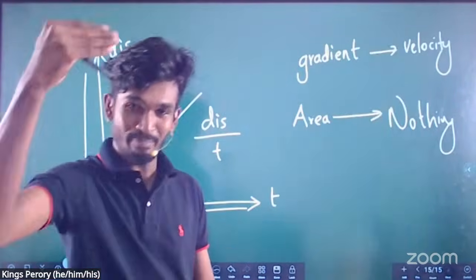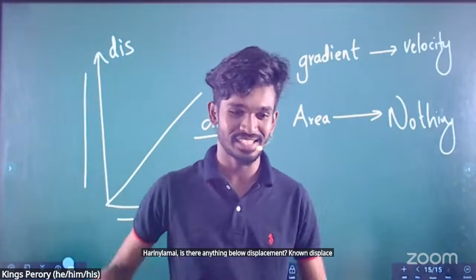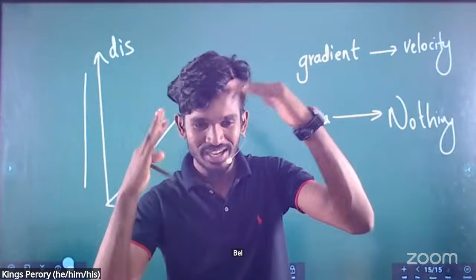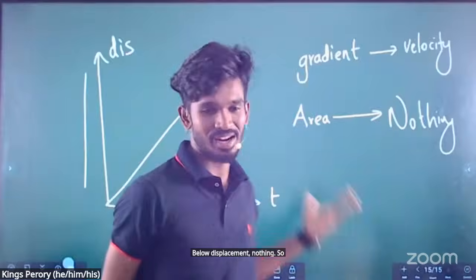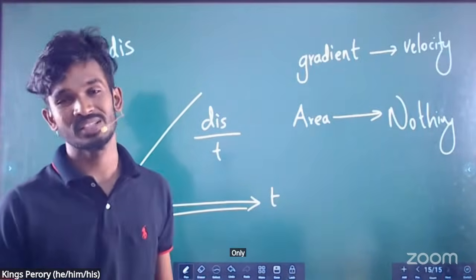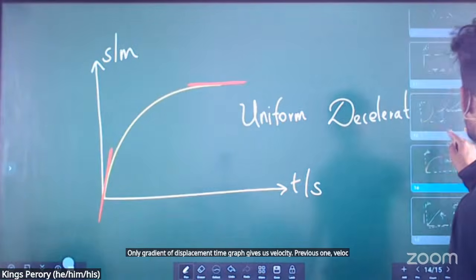Harini, is there anything below displacement? No, no. Displacement and distance are almost the same. Don't tell distance. Below displacement, nothing. So area gives us nothing. You calculate the area, it gives us nothing, no data. Only the gradient of the displacement time graph gives us velocity. The previous one, velocity time graph, gives us two things.